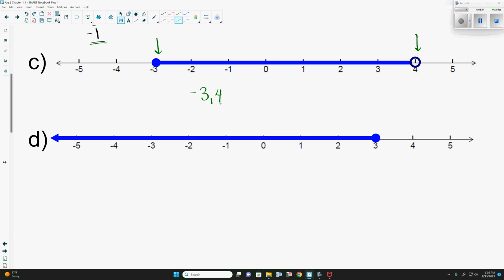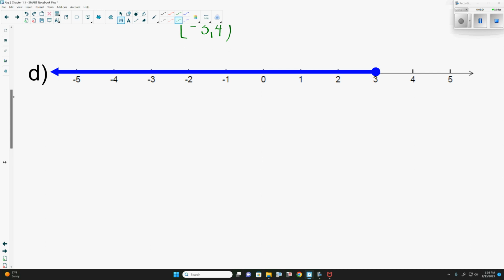Now, will the -3 have a parenthesis or a bracket? Because if it's included, it is a bracket. If it's not, it is a parenthesis. So -3 would have a bracket, and 4 would have a parenthesis. Questions on any of this so far? Does it start to seem a little familiar? From probably Miss Kendall's class, if you had her, or your Algebra 1 teacher, covered it some. It's probably been at least 2 years since y'all had to do this.